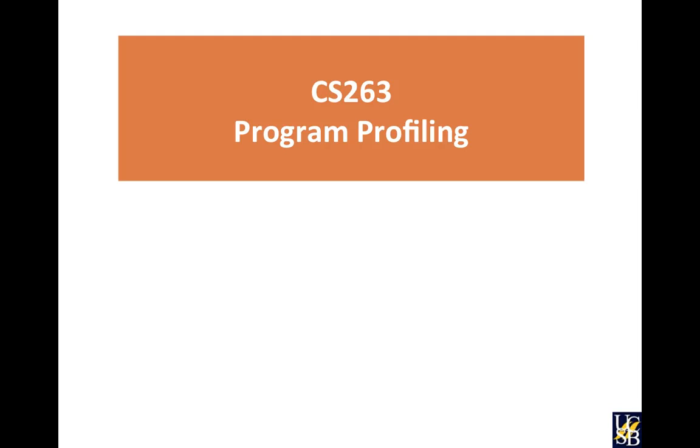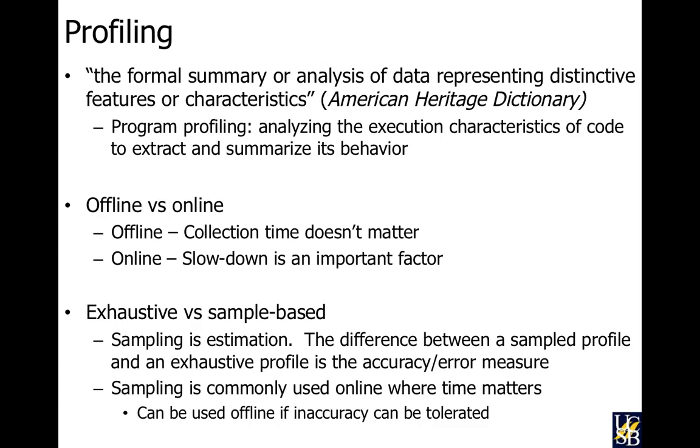In this lecture, we're going to discuss program profiling. Profiling, by definition from the American Heritage Dictionary, is defined as the formal summary or analysis of data representing distinctive features or characteristics. Program profiling is performing the summary or analysis of dynamic information of a program in an attempt to extract or summarize a program's behavior to give us a view of what the program is doing when it runs at execution time. There are many types of profiling.